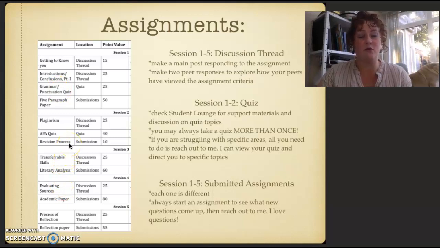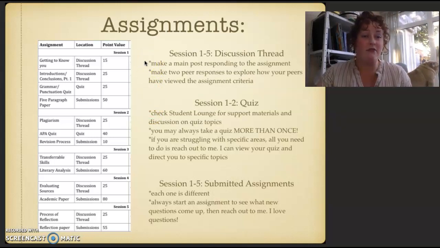Communicate with me quickly and early when you know that you're going to have some difficulties accessing that and reaching that deadline. The different items that you're going to need to work on are discussion threads, quizzes, and submitted assignments. So a few pointers about each one.